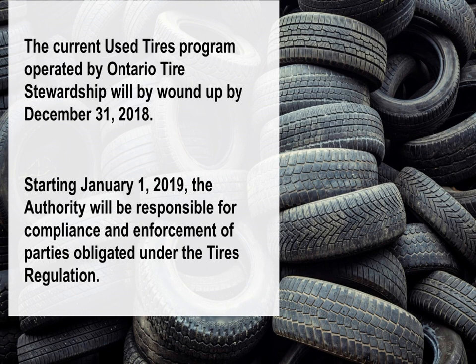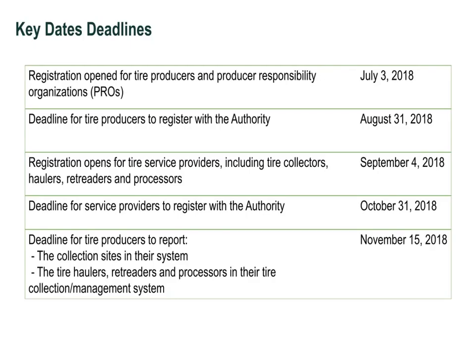And we'll be getting into some aspects of that as part of the registration process in a few minutes, but there are a few key deadlines that are in play at the moment, and I'm just going to touch on those briefly. So the registry, which we have been working for the last year to build, is now open for tire producers and producer responsibility organizations, or PROs. We went live on July 3rd of 2018, and the deadline that comes up first is the deadline for registration for tire producers. If you are a tire producer, you have to be registered with the authority by August 31st, so the end of next month.